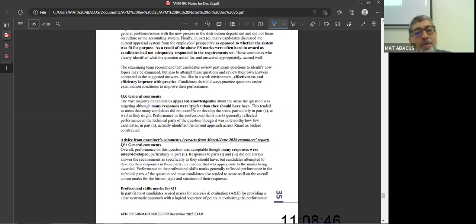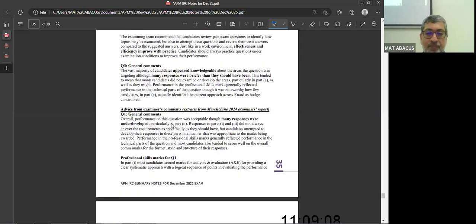For question 3 part 1, although many responses were briefer again. So again, we are getting underdeveloped answers. They make good points, but they don't go far enough as to explain the points well. This tended to mean that many candidates did not examine or develop the areas, particularly in part A, as well as in MAT. Performance in the professional skills must reflect the performance in the technical parts.